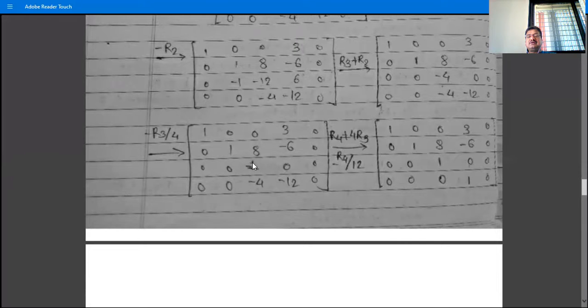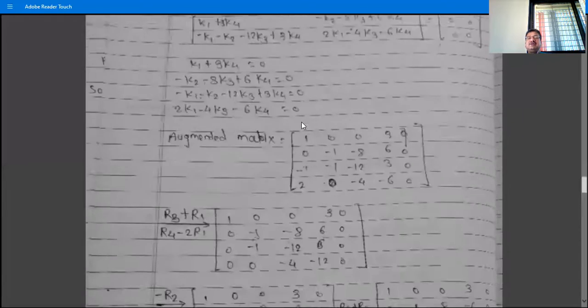We have to reduce this -4 to 0. So what is the transformation? R4 plus 4 R3. And so we have this matrix for R4. Here we have 0 and this -12 as it is. And then the last transformation is -1 by 12 R4. After applying -1 by 12 R4, we have this matrix, and this is the matrix in echelon form.